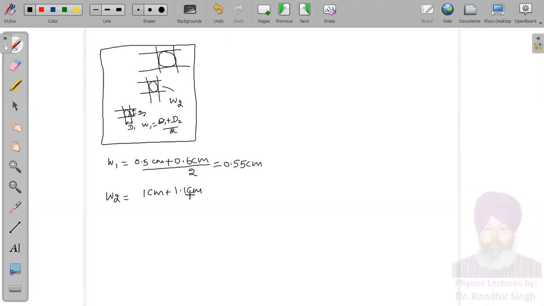Logically both of these diameters should be same. Why are these coming different? Because I marked the tangents with free hand. So to avoid random error we must take the mean. It is our duty to measure both the diameters. So divide by 2, it will be 1.05 centimeter. Then w3 will be 1.5 plus 1.5 upon 2. So we were lucky enough that there was no change in the diameter. Logically, if I would have done it correctly with more patience, then such an observation should be achieved here also.